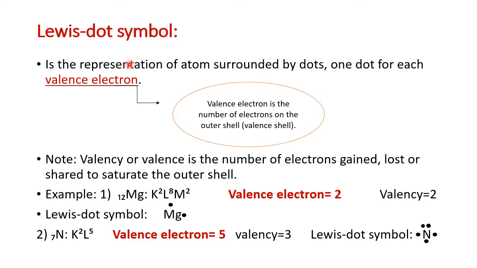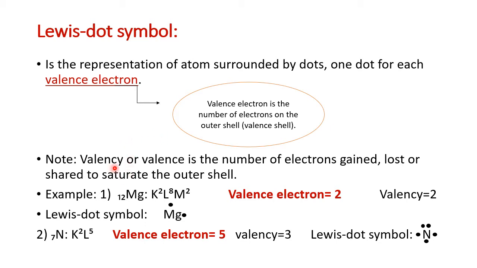Now, Lewis dot symbol. It is the representation of atoms surrounded by dots, one dot for each valence electron. What do we mean by valence electron? It is the number of electrons on the outer shell, or it is called the valence shell. So the Lewis dot symbol represents the atoms with dots around it. The dots represent the valence electrons, and the valence electron is the number of electrons on the outer energy level.